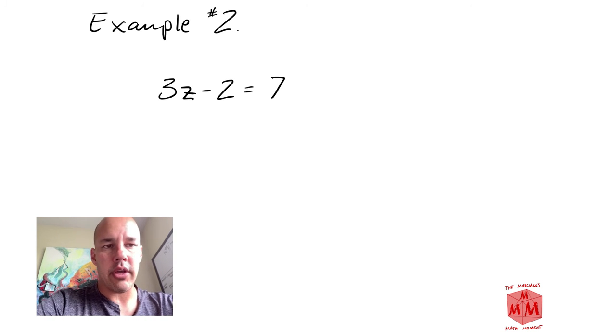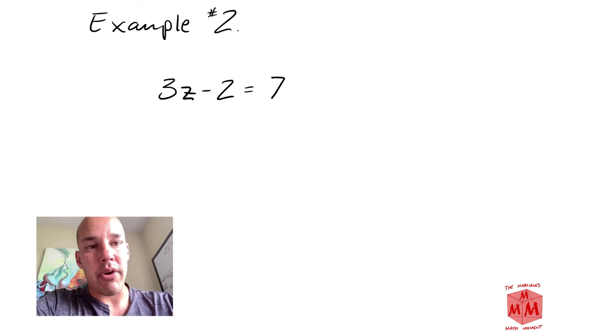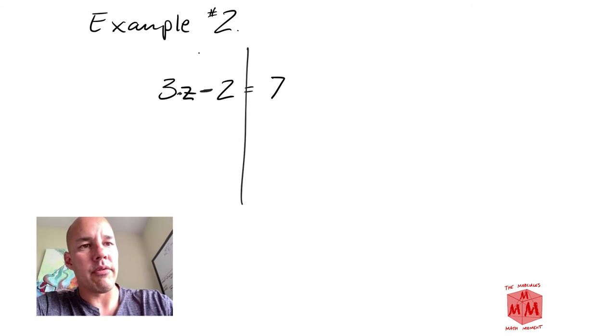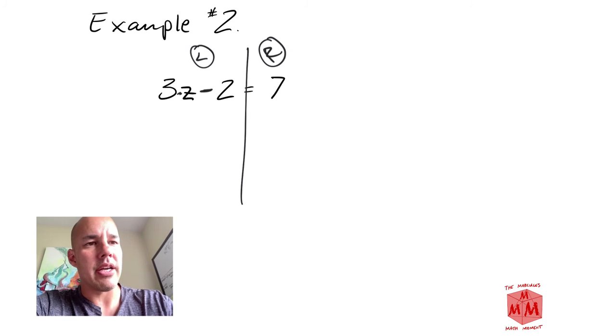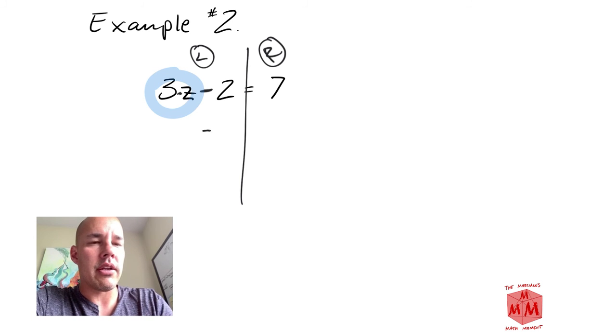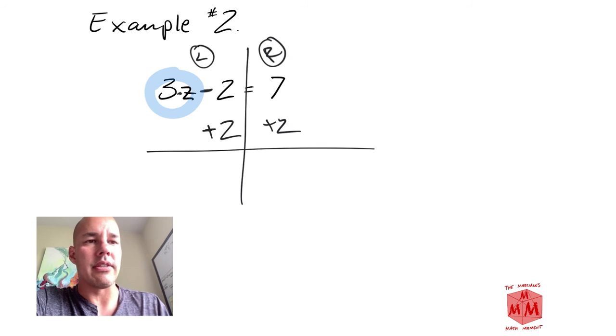Example problem number 2, make sure you're putting these in the sample problem section of your notes. 3z minus 2 equals 7. So we got 2 operations here. We have multiplication going on between 3 and our variable z, and then we have subtraction as our other operation. So remember, it's like a scale. Whatever we do to the left side, we have to do to the right side to maintain balance. And the first thing I'm going to do is I want to get this alone. So I'm going to eliminate the minus 2 by adding 2 to both sides.